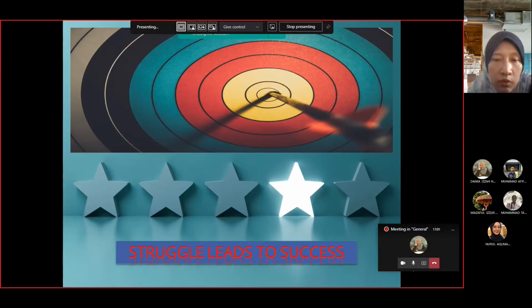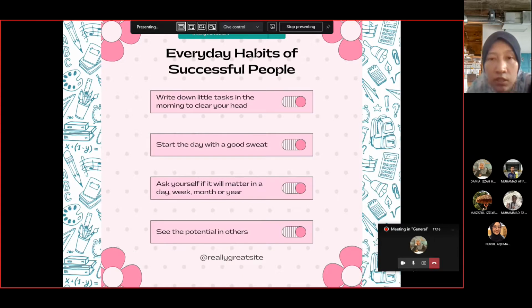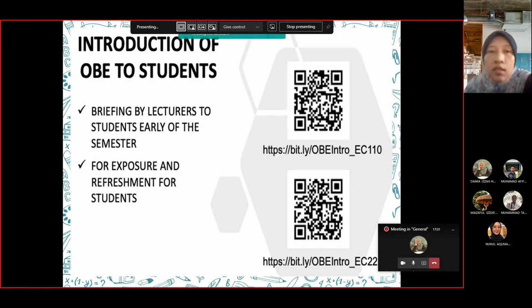Okay, just to remind every one of you, in order to succeed, there are a lot of stairs we need to climb up lah. Ada banyak tangga yang kita kena panjat sebelum kita capai kejayaan. Okay, the simple things to manage your class here is to write down little tasks in the morning to clear your head, start the day with a good sleep as well, and ask yourself if it will matter in a day, week, month or year, see the potential in others.